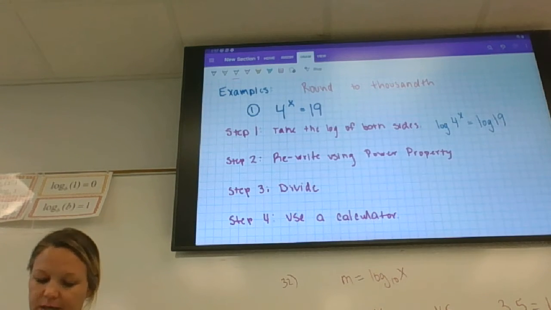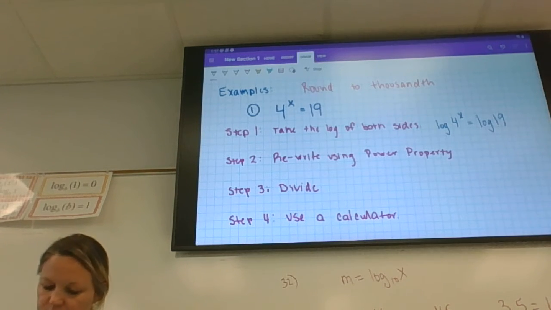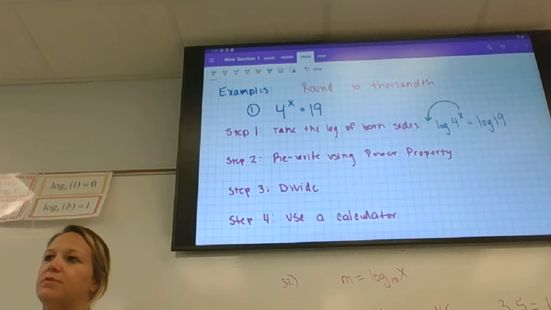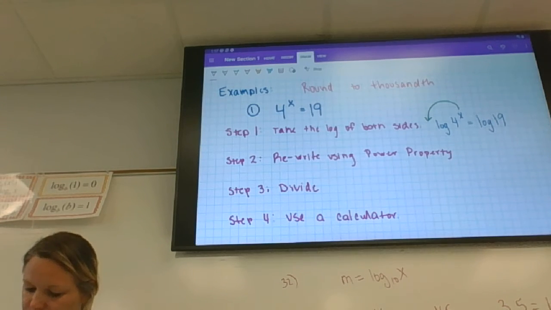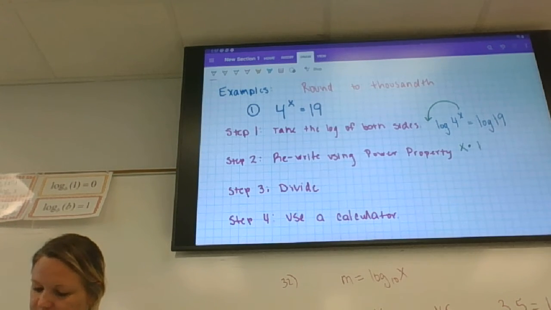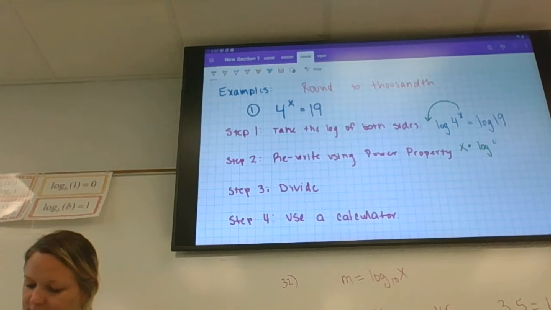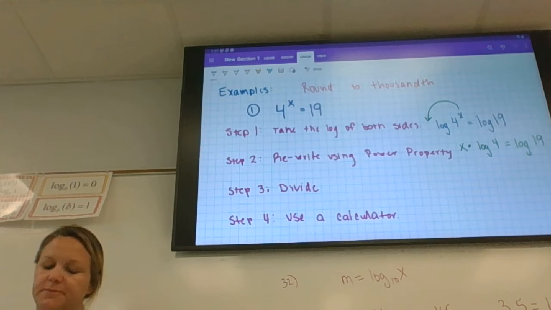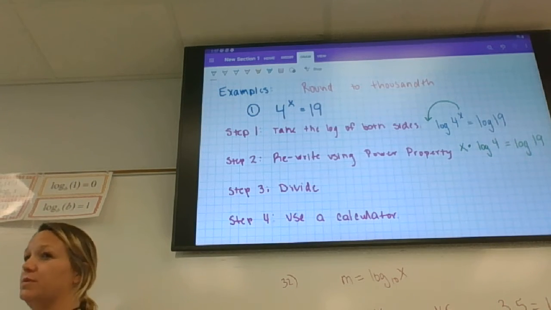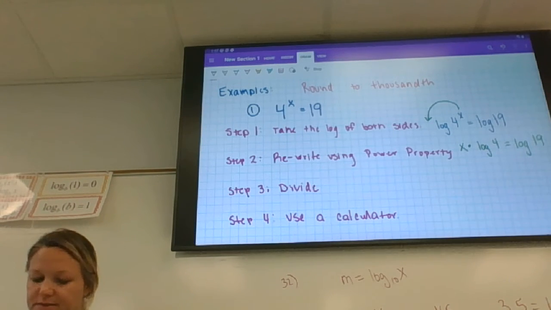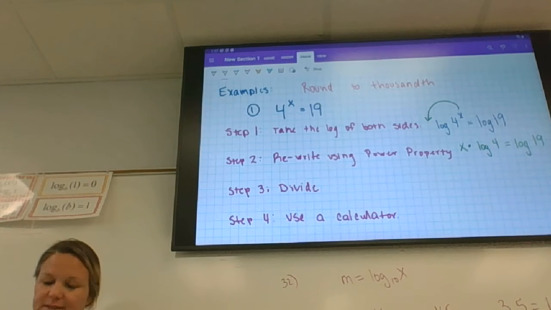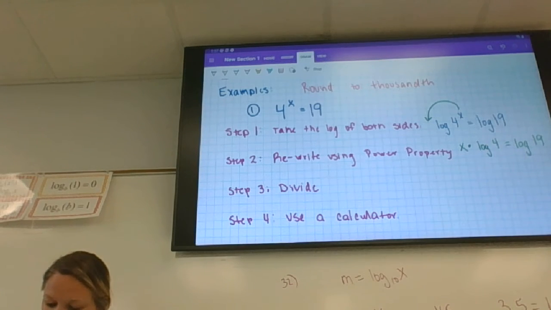Now we use the power property, which I've been emphasizing. I'm taking this exponent and putting it in the front. So this is x times log base 10 of 4 equals log base 10 of 19. We're trying to find x, trying to get x alone. So my next step is to divide both sides by log 4.